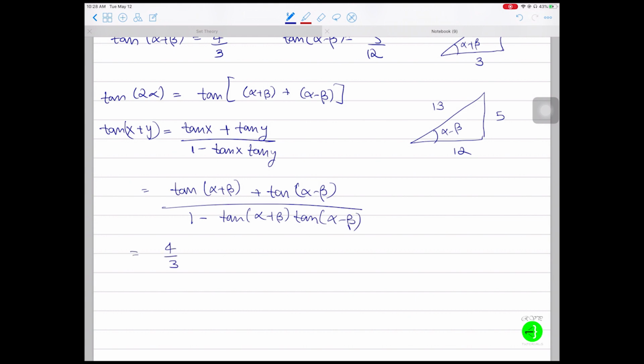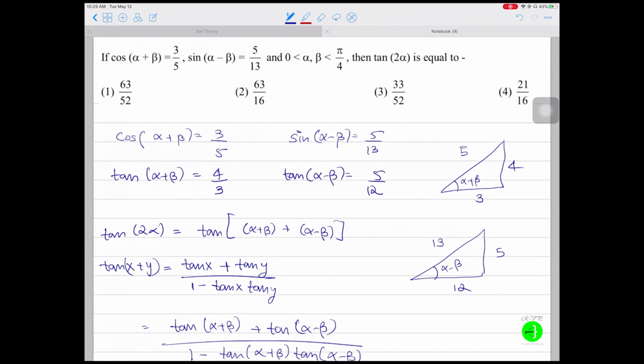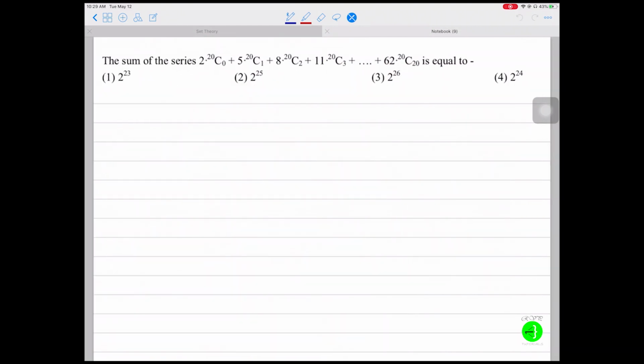Plugging in the values that we found, it is 4 by 3 plus 5 by 12 over 1 minus 4 by 3 into 5 by 12, which gives us 63 over 16. So the answer is option 2, 63 over 16. Let's move on to the next question.